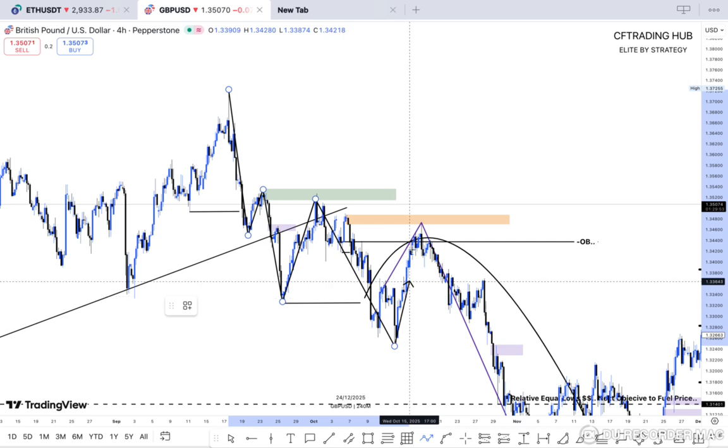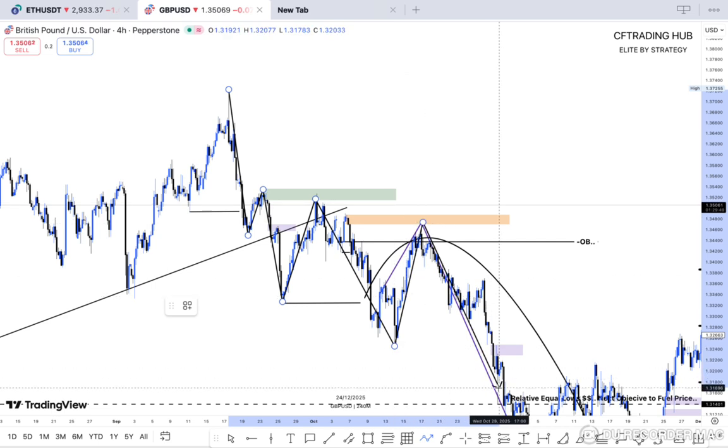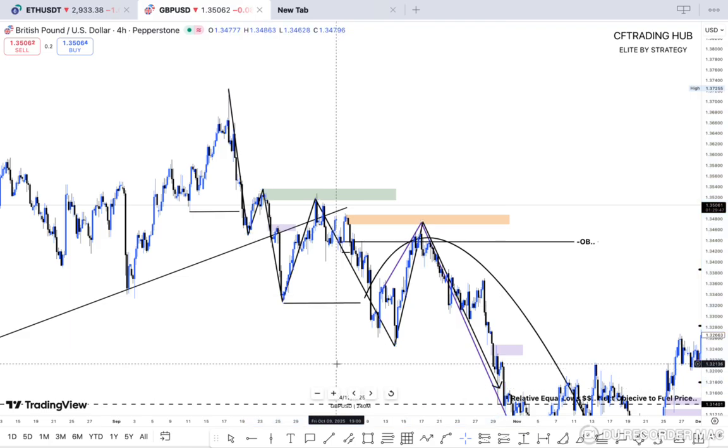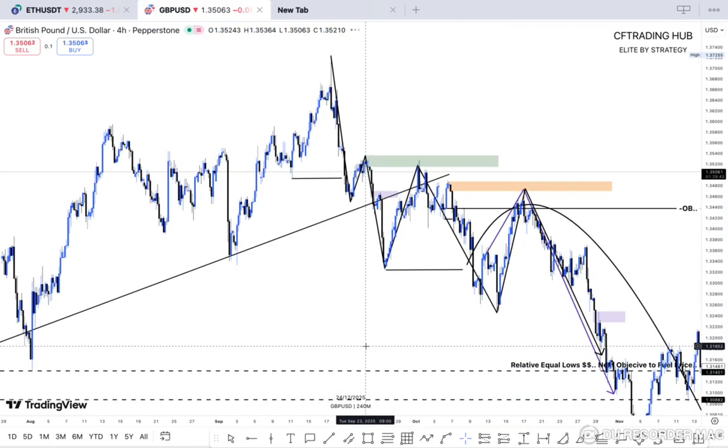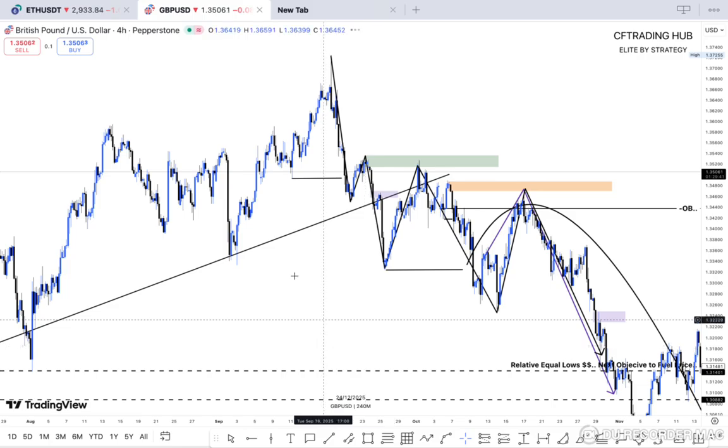The structure is very, very important. So down it goes like that. If you're looking for more examples, you always see them on the charts.